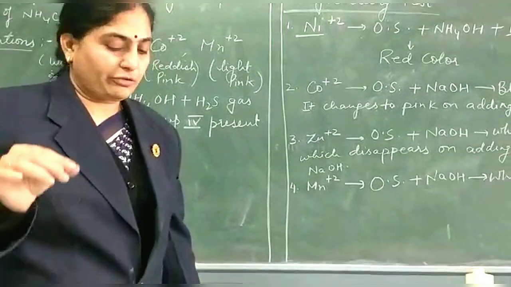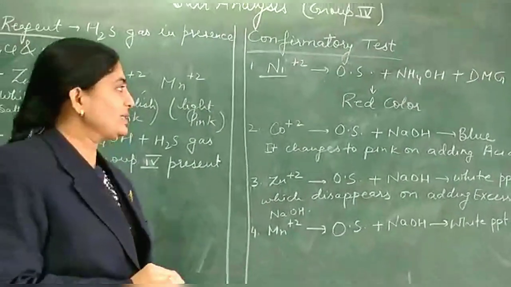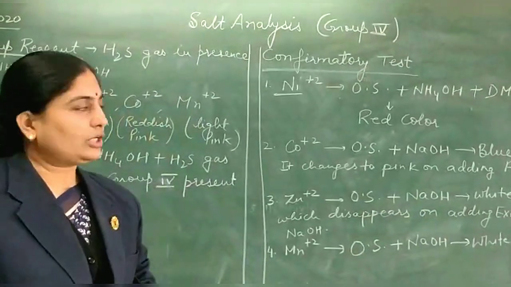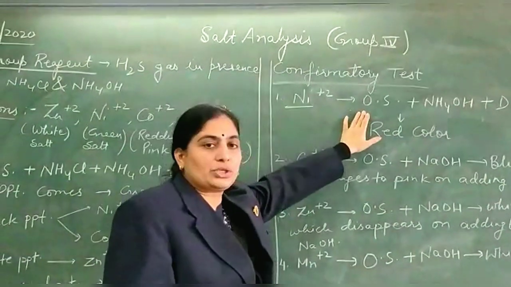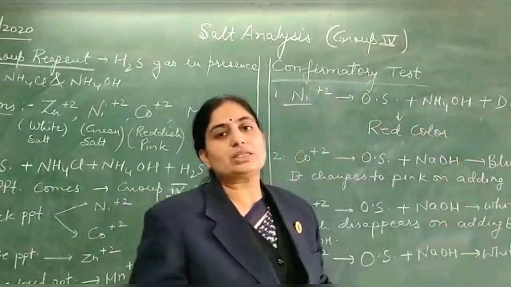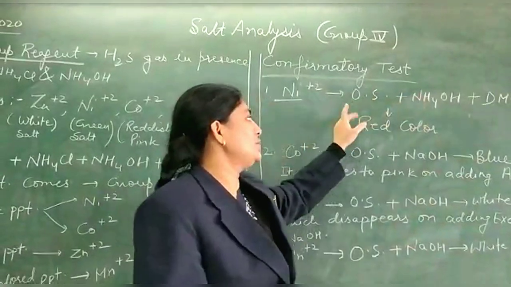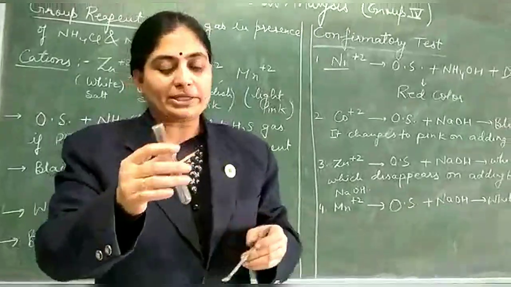So you can see the precipitate settles down on standing. Now we'll move to the confirmatory tests. Here I have written certain confirmatory tests, though as I have told you earlier, it's not required as we know the color of the original salt, but still very important for nickel ion. We take original solution, add ammonium hydroxide and add DMG. DMG is dimethylglyoxime. On adding these two to the original solution, if we get red color, it confirms the presence of nickel.